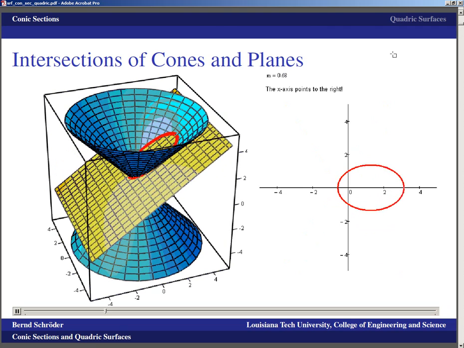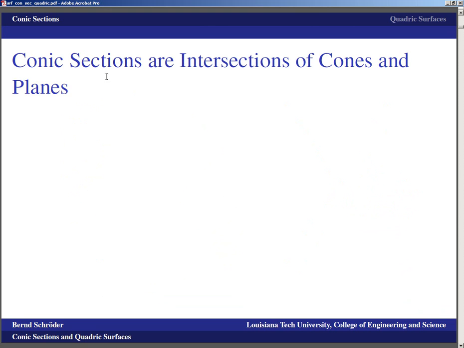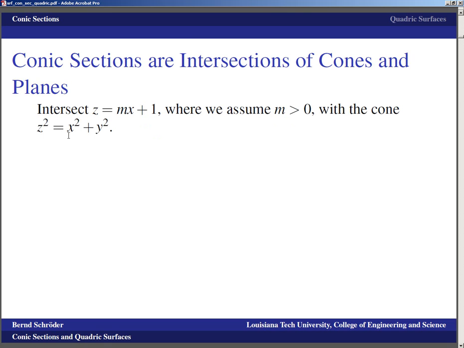Let me get off the soapbox and let's actually talk about the computation of these things. Conic sections are intersections of cones and planes. So I want to now take the intersection of the plane z equals mx plus 1. Remember, this is in three-dimensional space, so because there is not a y, this is the line z equals mx plus 1 duplicated in the y direction indefinitely, which means it's that plane that we've seen on the previous panel. We assume m greater than 0, so the plane is tilted up. And we want to intersect that with the cone z squared equals x squared plus y squared, which is the cone from the previous panel.